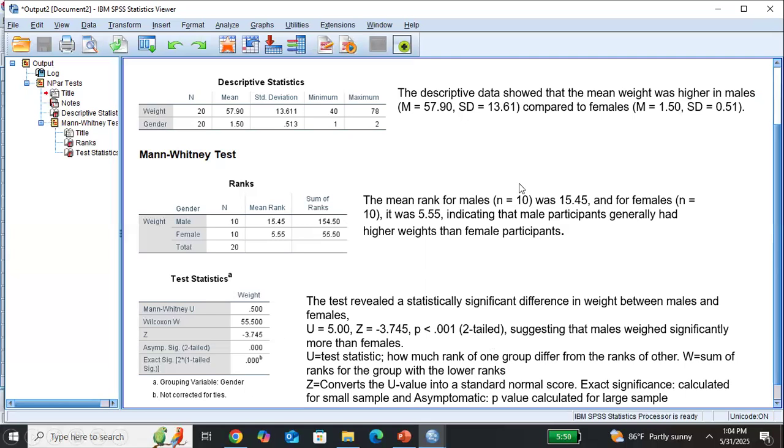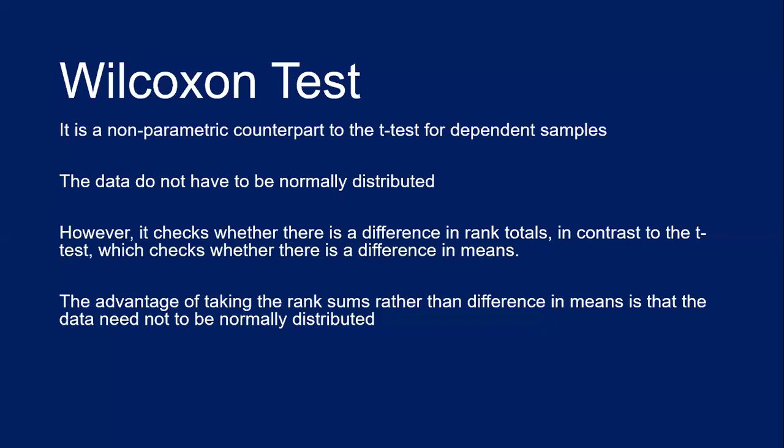The rest of the values you can easily read, and you can write them down in the interpretation as well. While you are interpreting, you have to give a comment about descriptive statistics. You have to give a comment about ranks as well, because if you are applying Mann-Whitney and you are not commenting on the ranks, you have to display that in your data interpretation. And I've told you which p-value to use: exact significance when you have a small sample, and asymptotic p-value when you have a large sample.